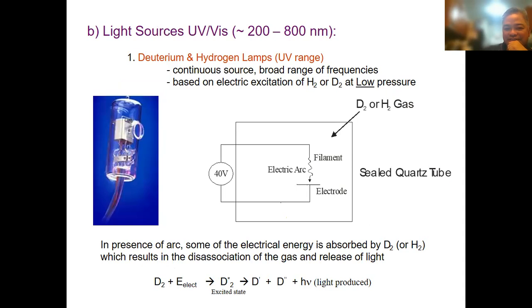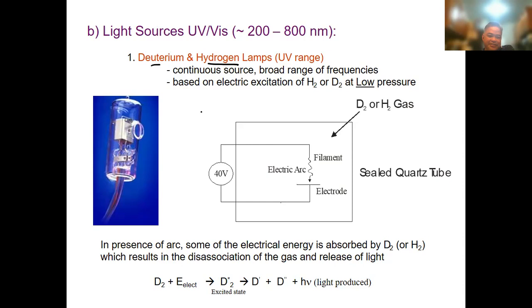So number one light source that we have is the deuterium and hydrogen lamp. Usually that's the one that you use at UV range. Okay. So if you're going to look at the light source that is deuterium, based on the slide that we have here, it is a continuous source. It is a broadband. It has a broad range of frequency.